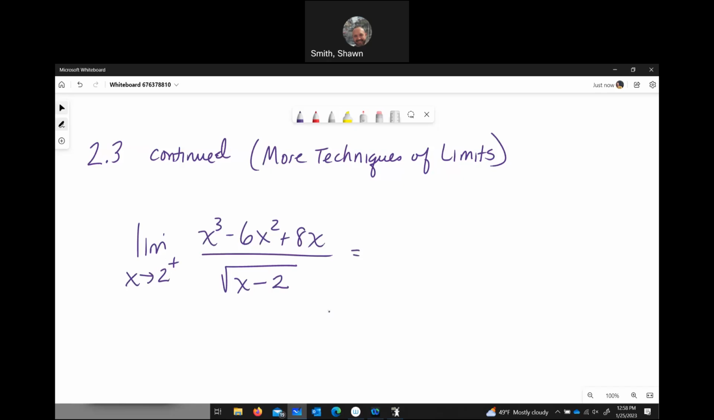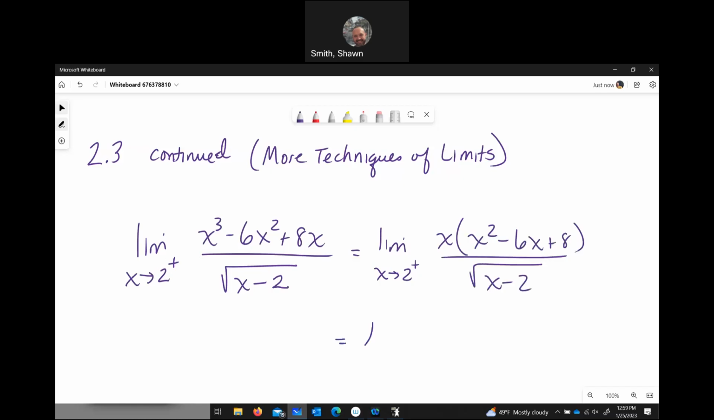So rewrite this as the limit as x approaches 2 from the right. And we're going to factor the numerator. Notice there's an x that can come out, right? So that leaves x times x squared minus 6x plus 8, and that can factor. All right, so this right here, x squared minus 6x plus 8, that trinomial factors as x minus 2 times x minus 4, correct?